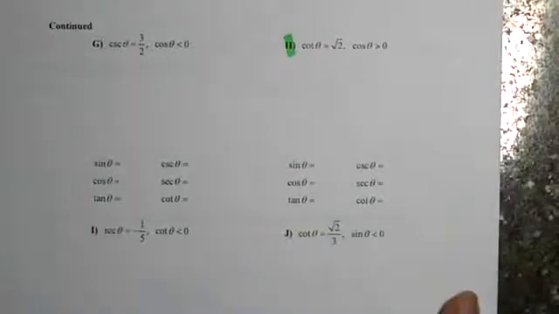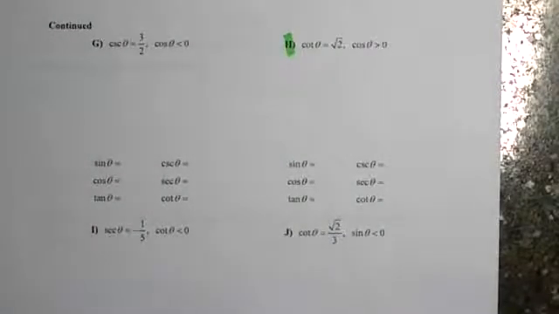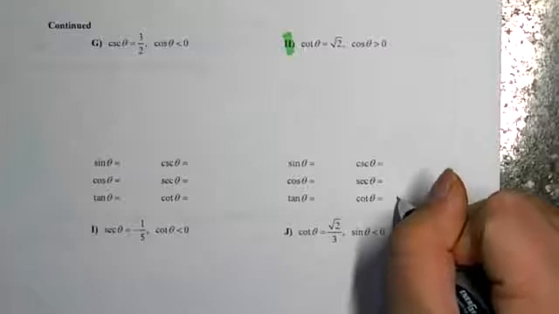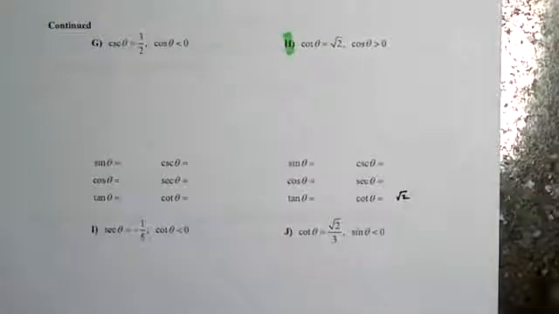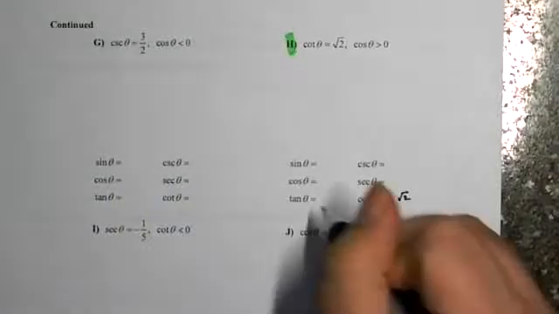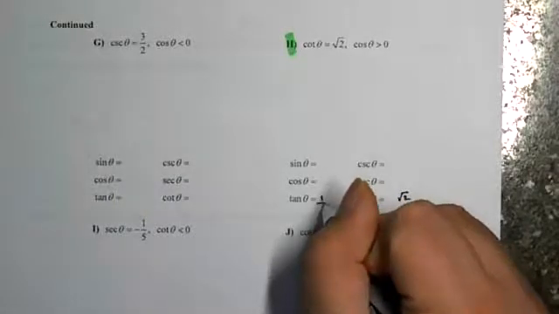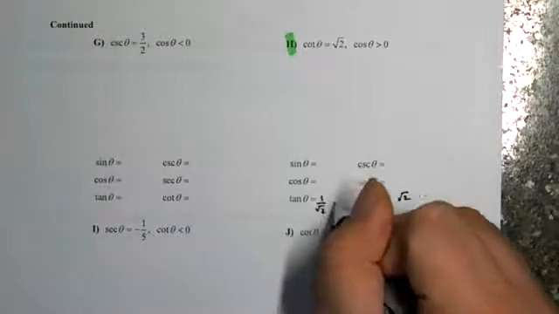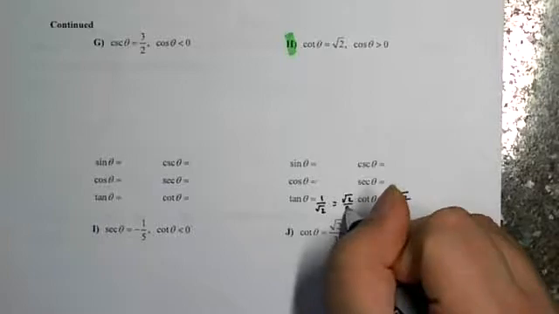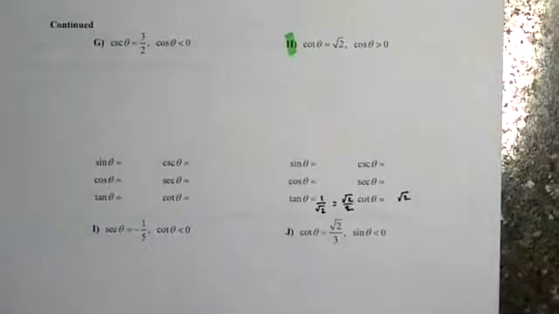I'm going to set up letter H here. Letter H says the cotangent of theta is square root of 2. Okay. So cotangent is square root 2, which means tangent is going to be 1 over the square root of 2. And if I rationalize that, that is square root of 2 over 2.